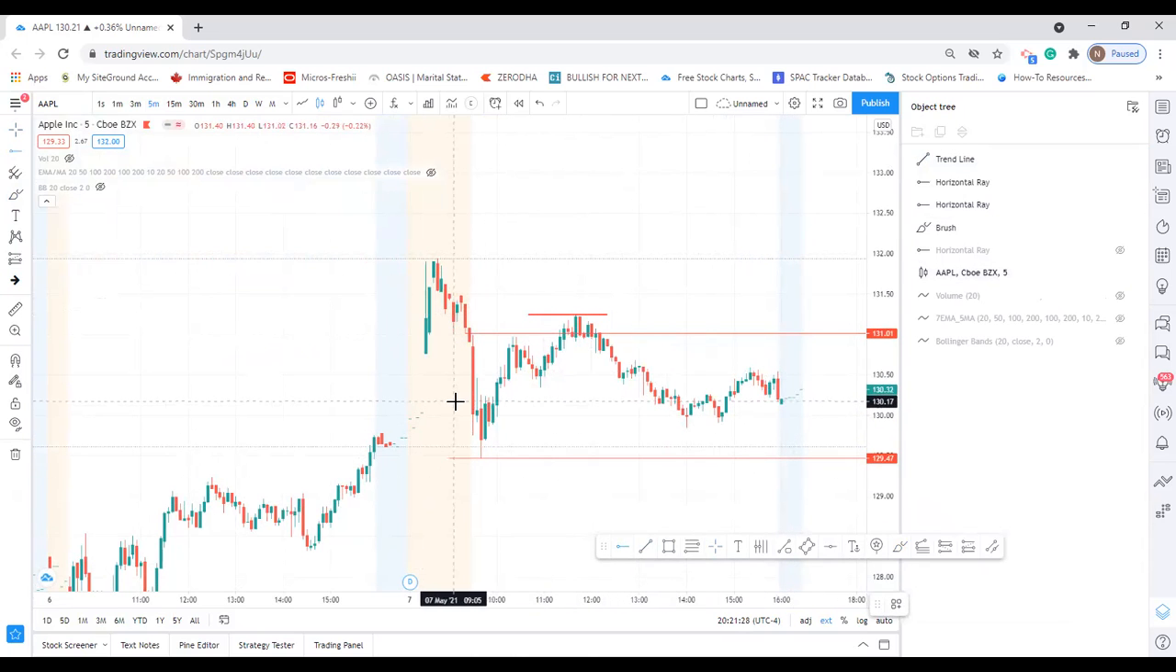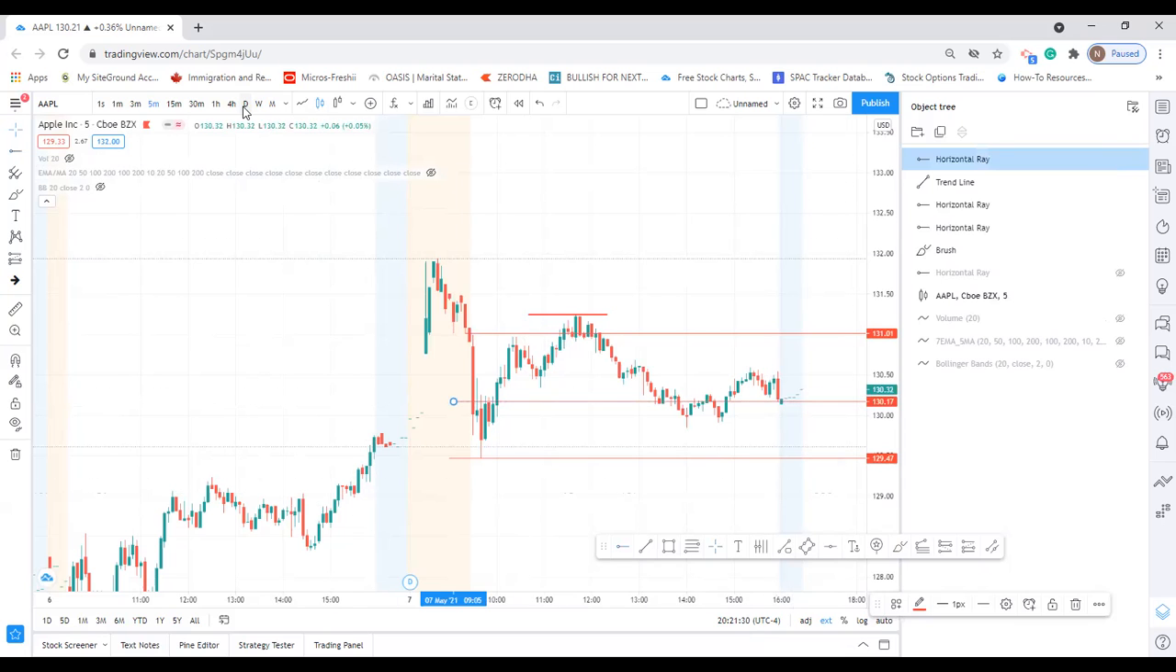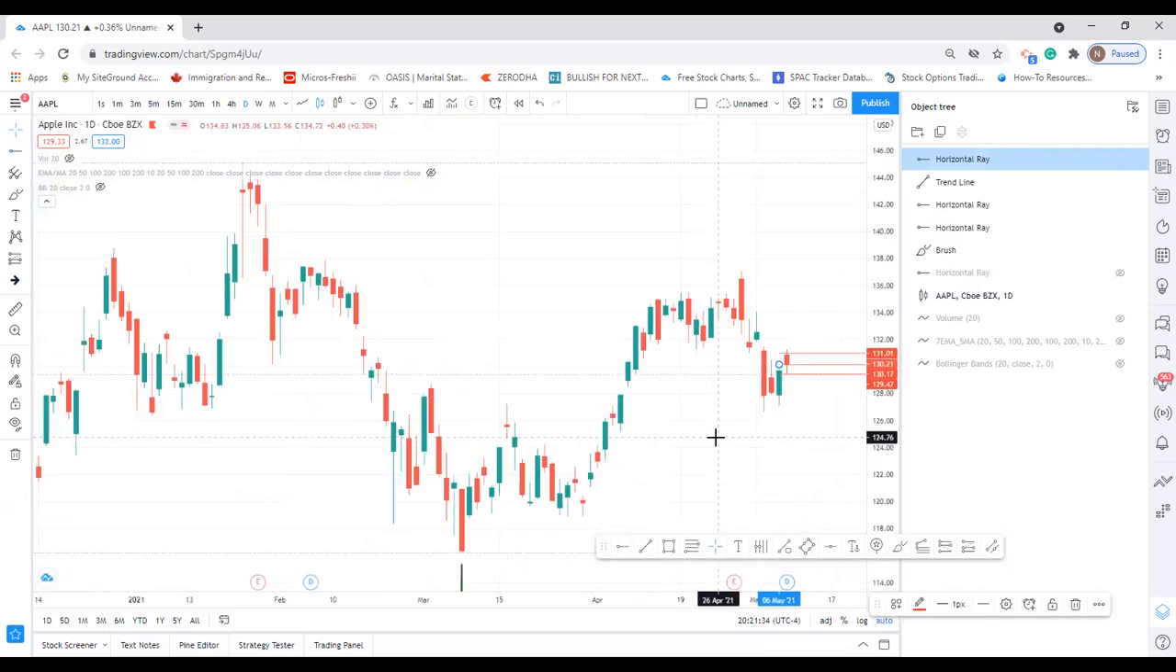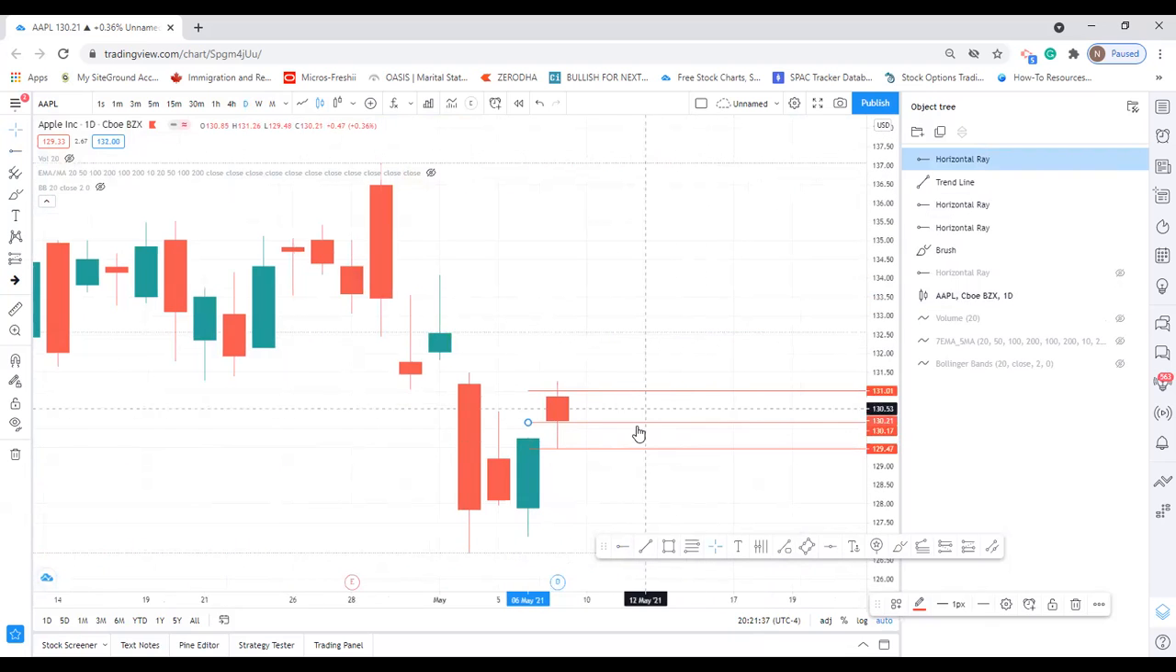And if I go and put it in a day, the candle will look exactly the way I was saying. This was the opening, this was the closing, this was the high, and this was the low. That's how the candle worked for the entire day.